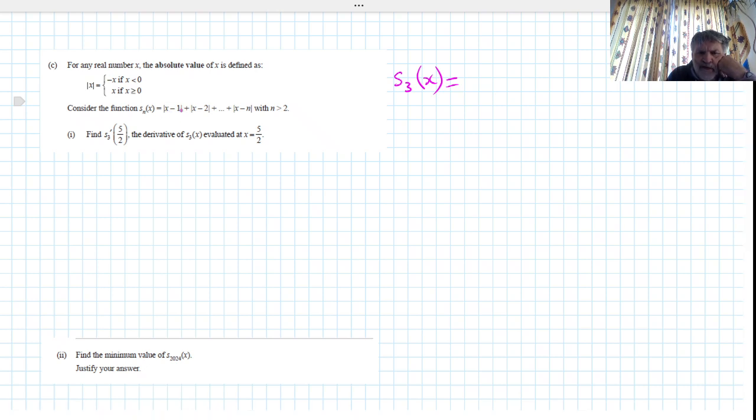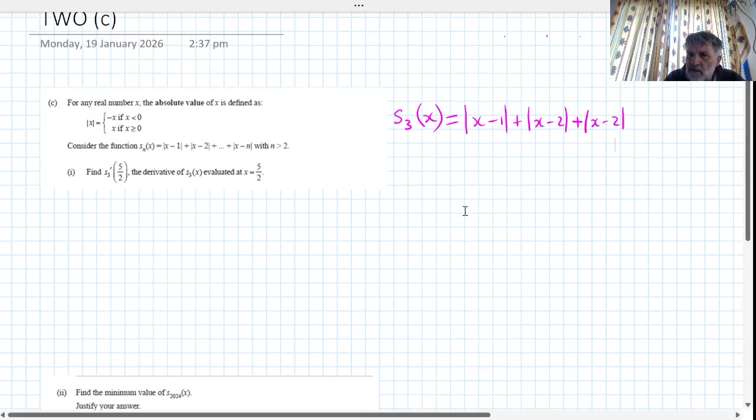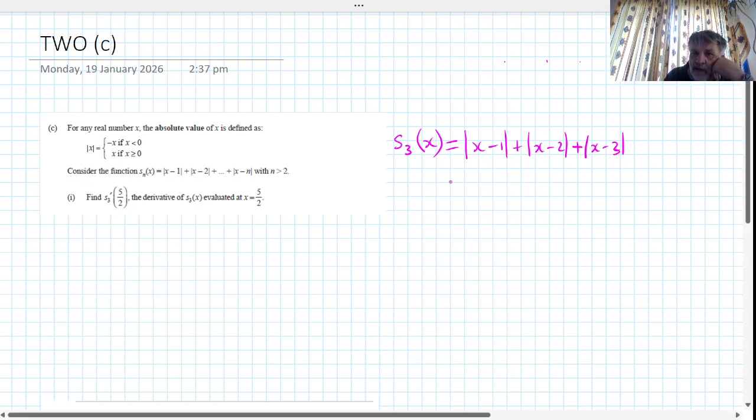well, if all of these terms are positive, let's write it out firstly. I'll just go down to make sure I'm not blocked out. If all of these terms inside the absolute values are positive, I should have put a 3 there, then you will get x minus 1 plus x minus 2 plus x minus 3, and that will be the case provided x is bigger than or equal to 3. All of these terms will be positive.